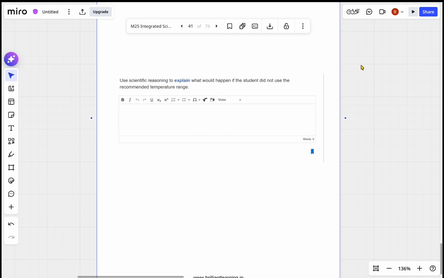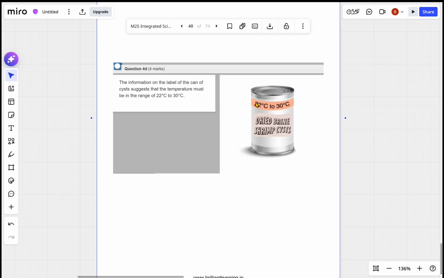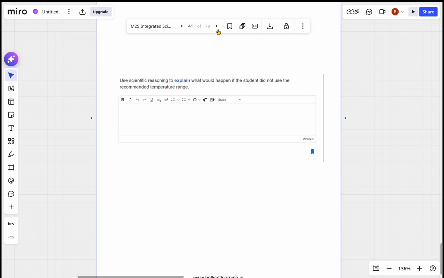Use scientific reasoning to explain what would happen if the student did not use the recommended temperature range. Now let's just think about this. Let's break it down. First things first, they've said that the temperature range is between 22 degrees to 30 degrees. So this is the optimal range in which we have to store the brine shrimp. But if we were not to store it there, then let's think of what might happen. For instance, let's take a hypothetical scenario.